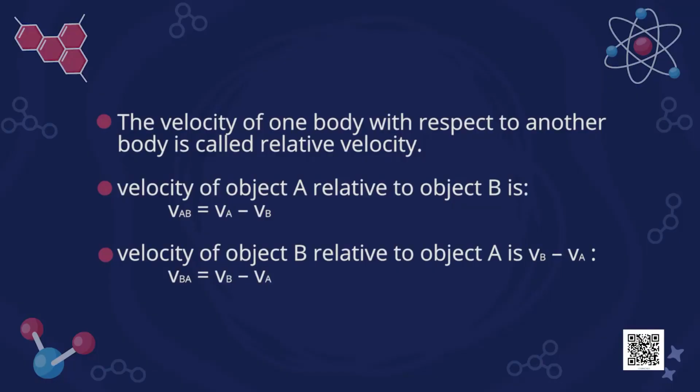Now, let us revise what we have learned today. The velocity of one body with respect to another body is called relative velocity. The velocity of object A relative to object B is expressed as VAB, which is equal to VA minus VB. Similarly, velocity of object B relative to object A is represented as VBA, which is equal to VB minus VA.